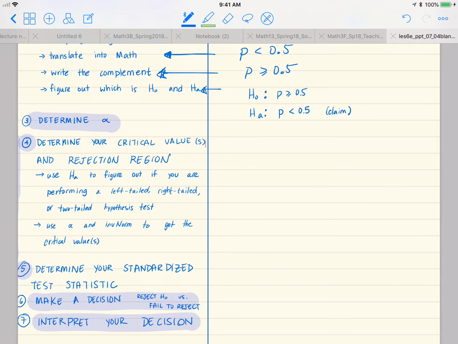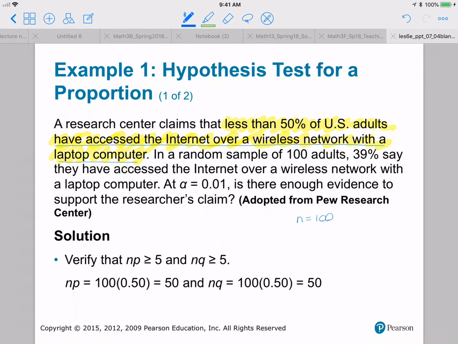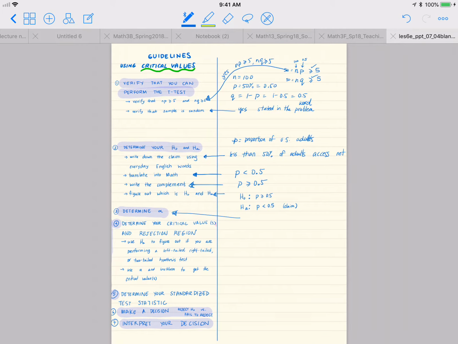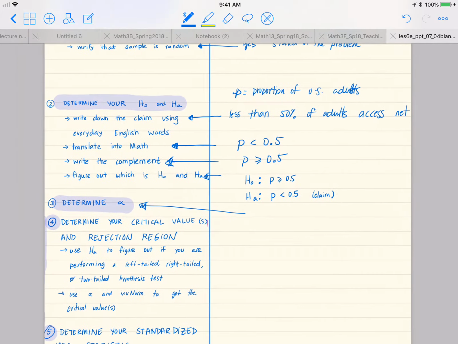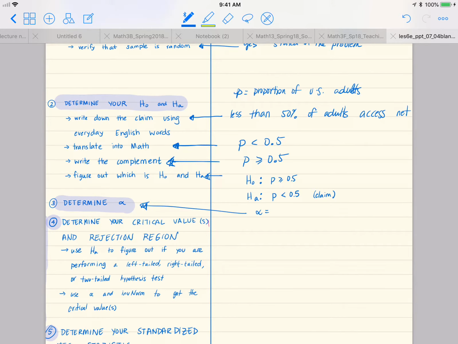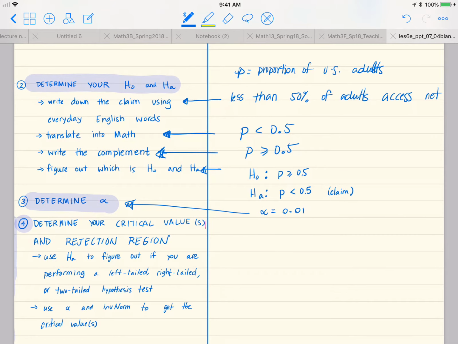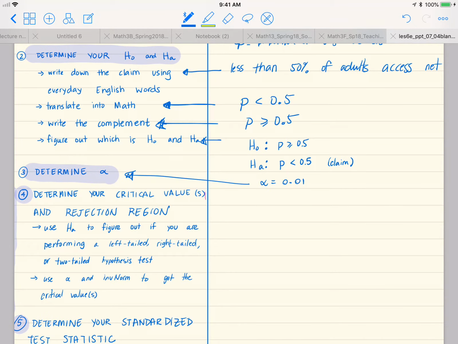Okay, determine alpha. Alpha from the problem is 0.01%. And that's just right here, 0.01. And then to determine your critical values and rejection regions.